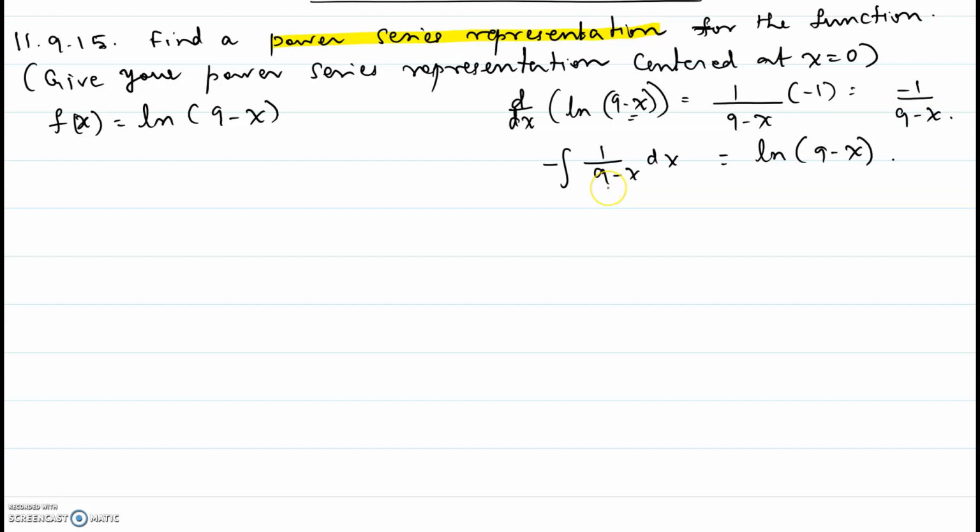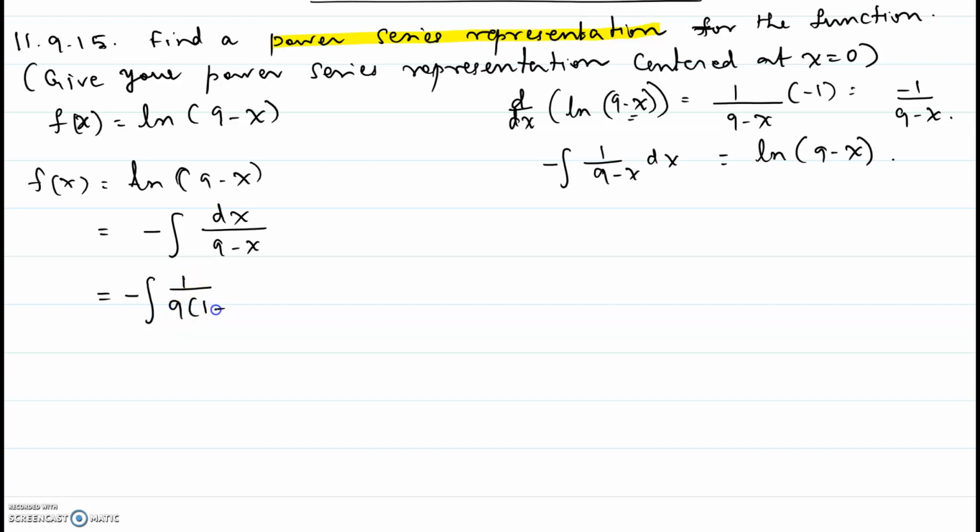So now, the integral of 1 over 9 minus x. I can write f of x, which is equal to ln of 9 minus x, as negative integral 1 over 9 minus x dx. So it is negative integral 1 over 9 times (1 minus x over 9). So we can pull the 9 out. Then that will be 9 times 1, which is 9, and 9 times x over 9 is just x. You can pull the 9 out like that.